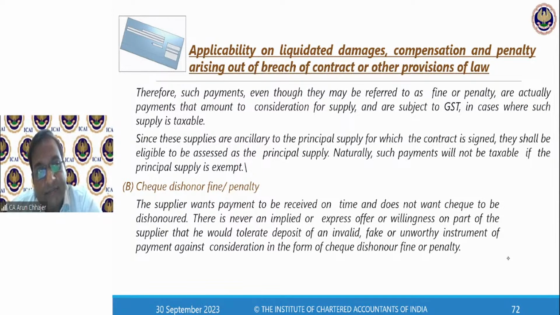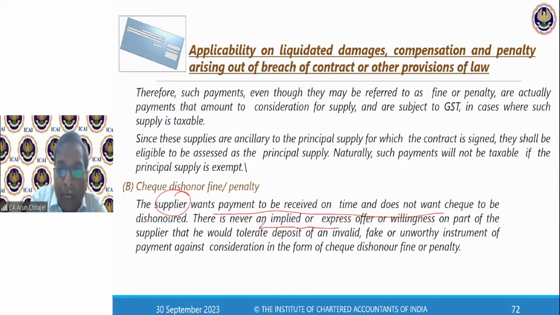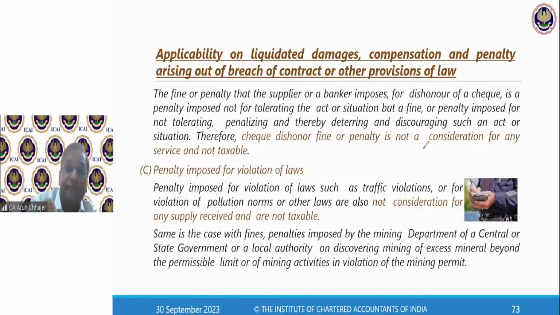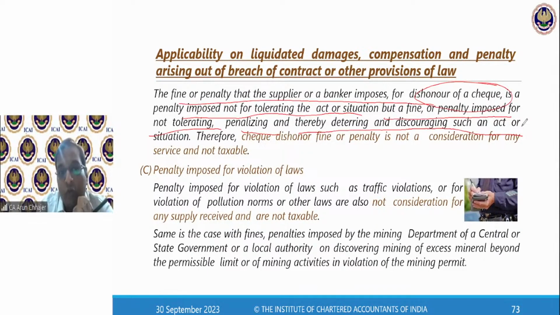Cheque dishonour charges. The supplier wants payment to be received on time, but does not want the cheque to be dishonoured. So there is never an implied or express offer or willingness on the part of the supplier that he would tolerate the deposit of an invalid, fake, or unworthy instrument of payment. Therefore, if the supplier is charging any additional amount for cheque dishonour, then the fine or penalty that the supplier or the banker imposes for dishonouring of the cheque is not imposed for tolerating the act or situation, but is a fine or penalty imposed for not tolerating, thereby deterring and discouraging such an act of giving such an instrument. Therefore, cheque dishonour charges are not a consideration and therefore not taxable in GST.